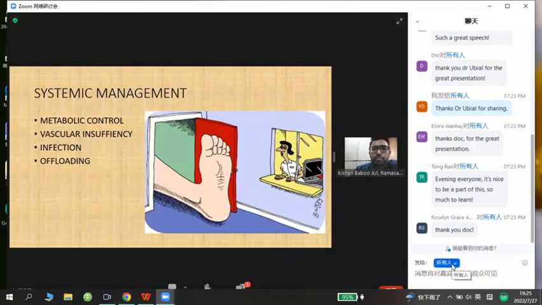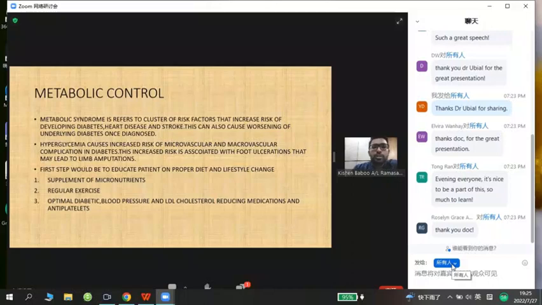So first, let's go to the metabolic control. Usually what we call metabolic syndrome is a cluster of risk factors where you have prolonged hypertension, hyperglycemia, and also high cholesterol levels. All this together is known as metabolic syndrome, which is a precursor to developing diabetes, heart disease, and also stroke. So hyperglycemia, as explained earlier, causes a risk of microvascular and macrovascular complications, which eventually leads to your peripheral neuropathy and also your peripheral vascular disease.